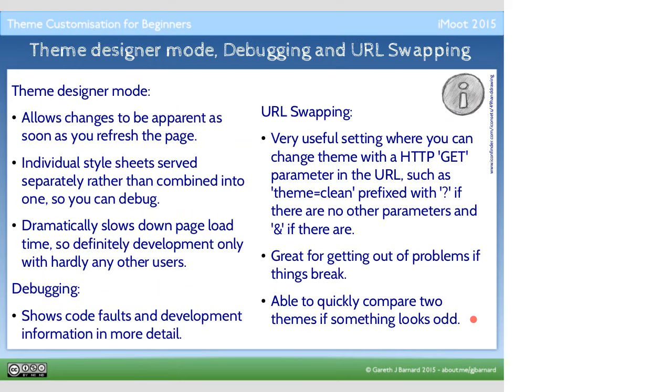Debugging your code. So if you make a mistake, boom. A really useful tool is URL swapping. So you can swap themes, and I'll be showing you how to do that. If you muck up the theme that you're doing at the moment, you can go back to a core theme and get yourself out of a hole.